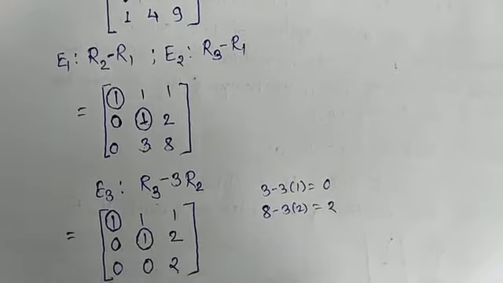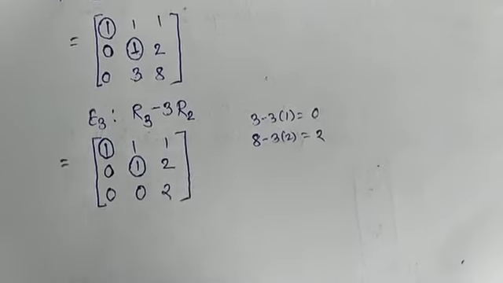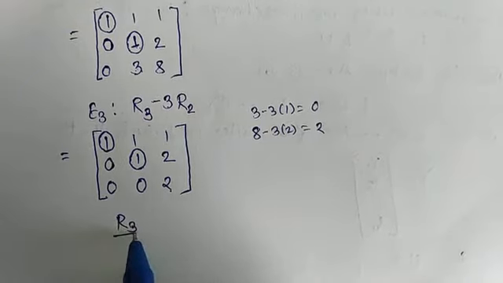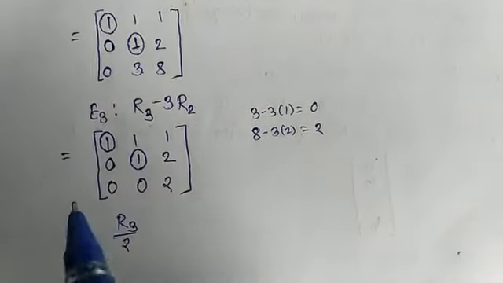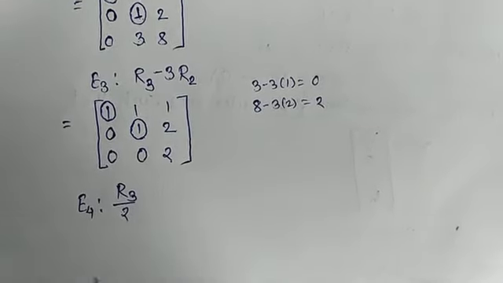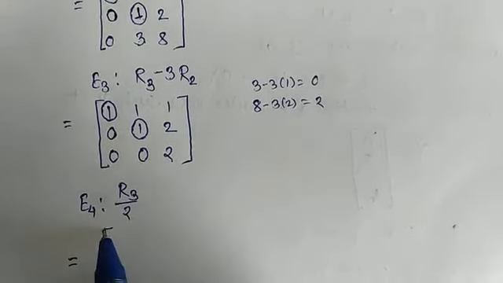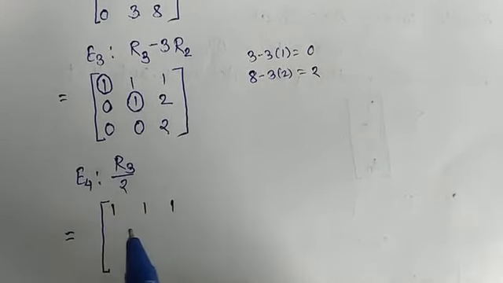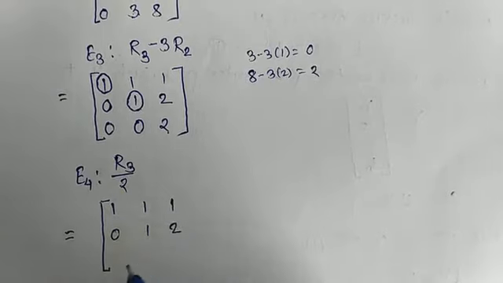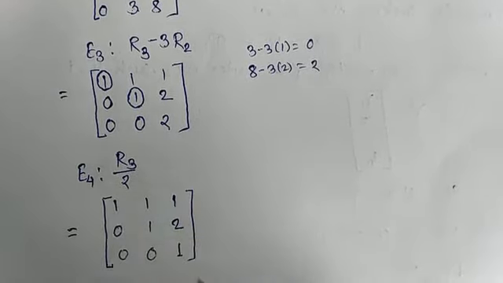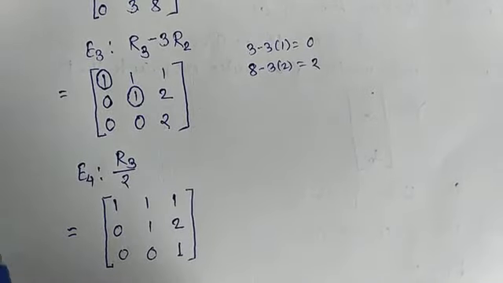Now this is our non-zero term, so we can make it 1 by dividing R3 by 2, which is our next elementary operation, E4. This gives 1 1 1, next 0 1 2, and 0 0 1, which is our matrix U.